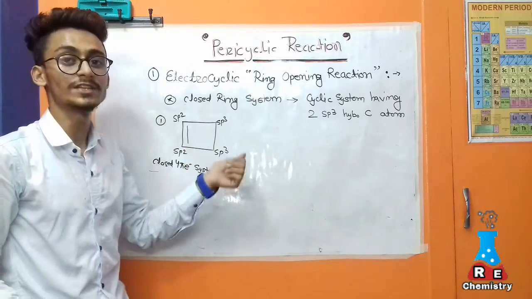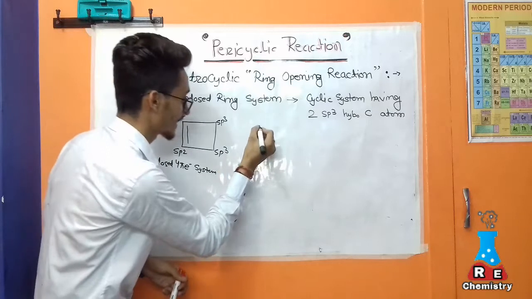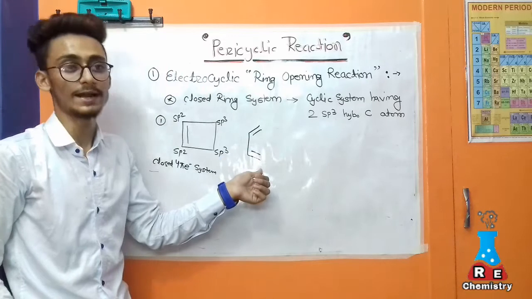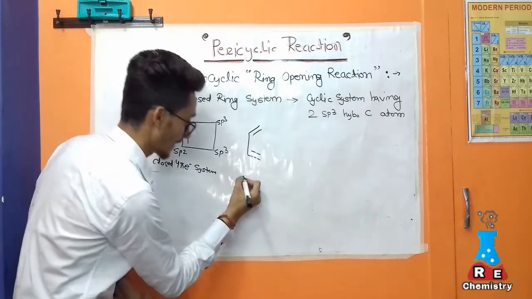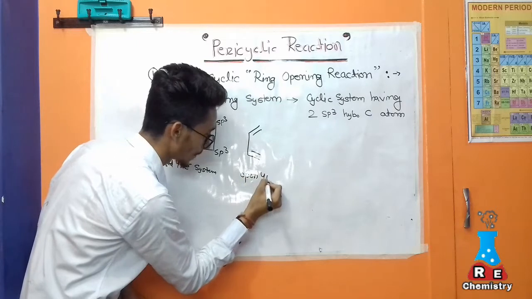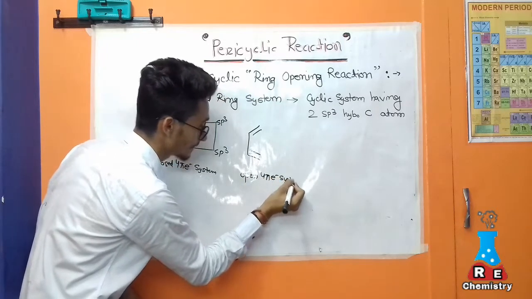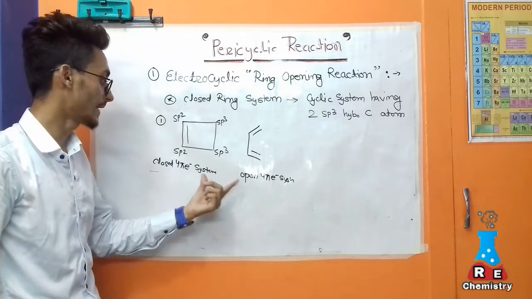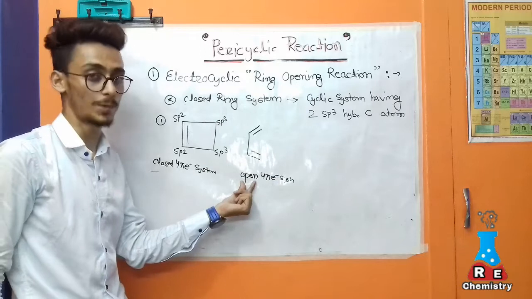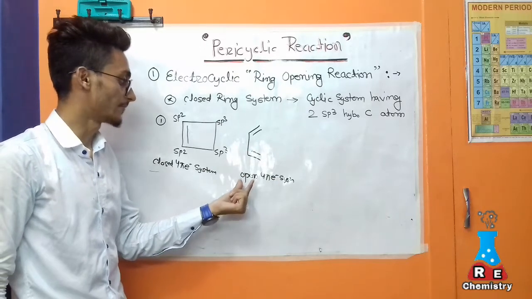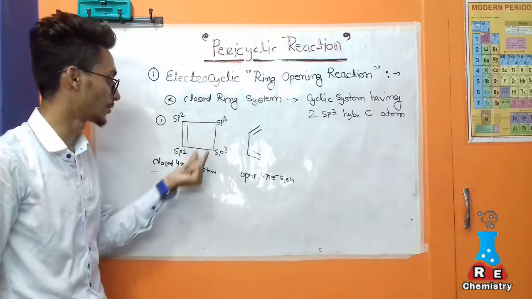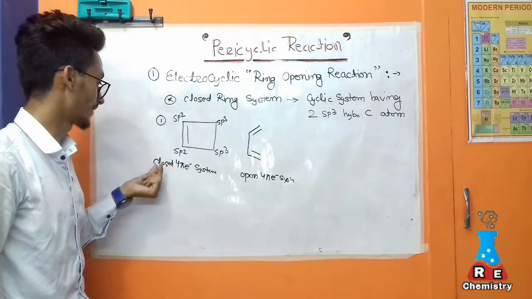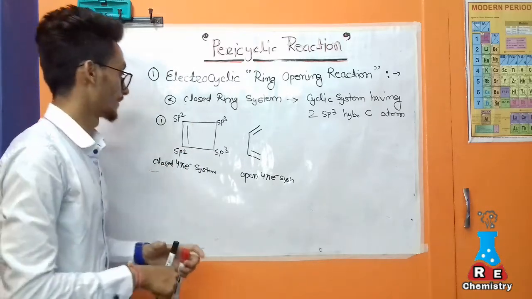because it is formed from 1,3-butadiene, and 1,3-butadiene has 2 pi bonds. It means 4 pi electrons. So the open chain is named an open 4 pi electron system, and the cyclic one is named a closed 4 pi electron system. The difference is the prefix: in the open chain we use the prefix open, and in the closed cyclic system we use the prefix closed.